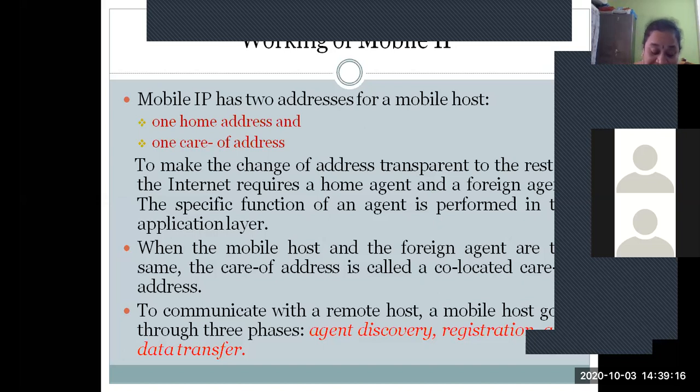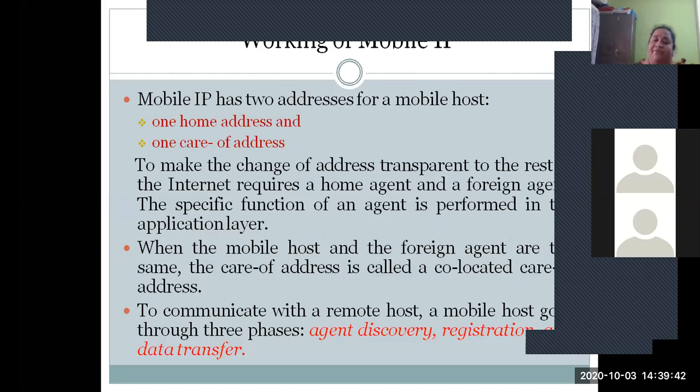That is, the care of addresses, as we already discussed, may be the foreign agent care of address, and also the co-located care of address. Again, two categories. So in order to have the transparency, we can know two types of care of addresses: one is the foreign agent care of address, and the next one is the co-located.